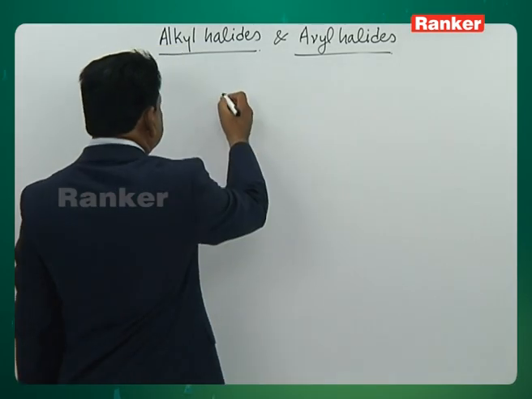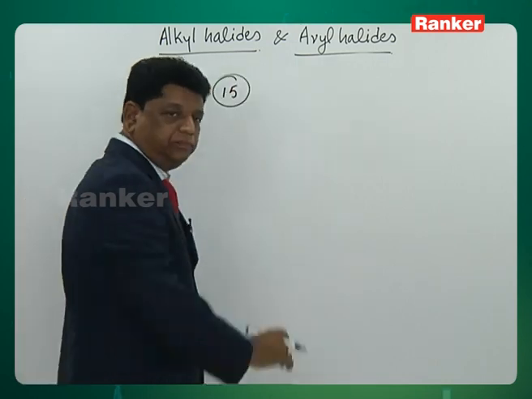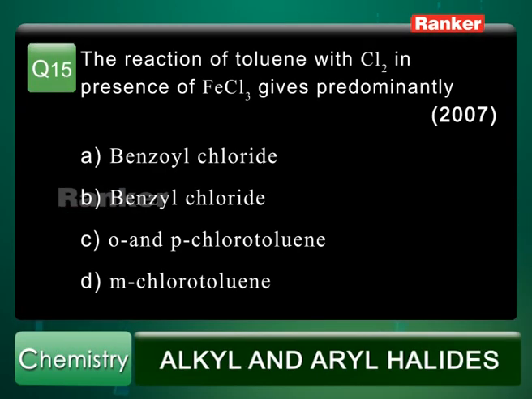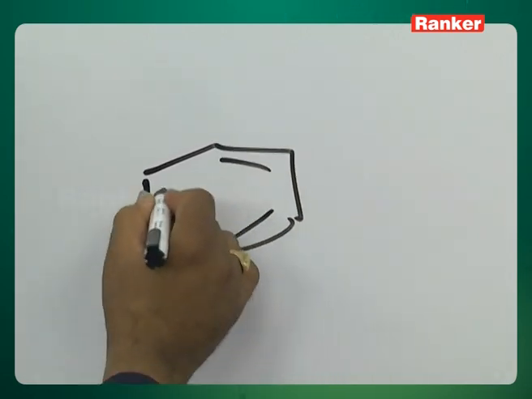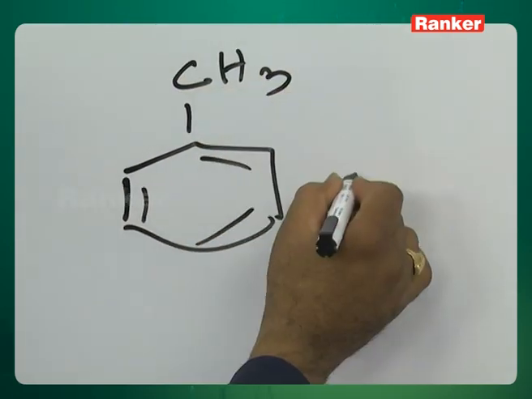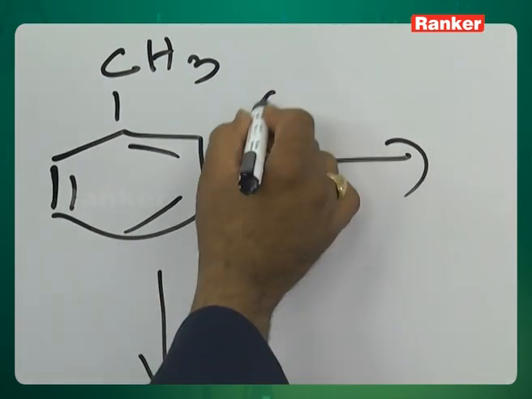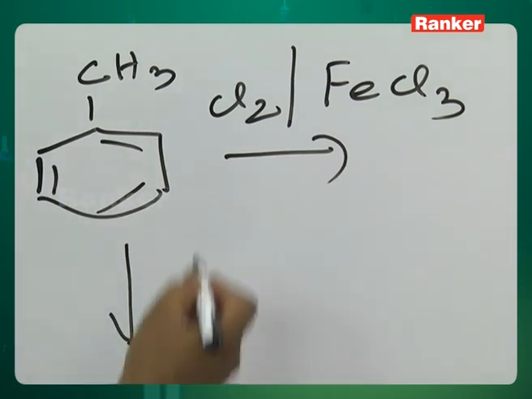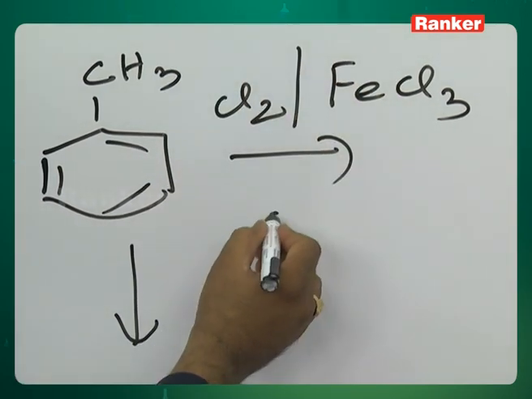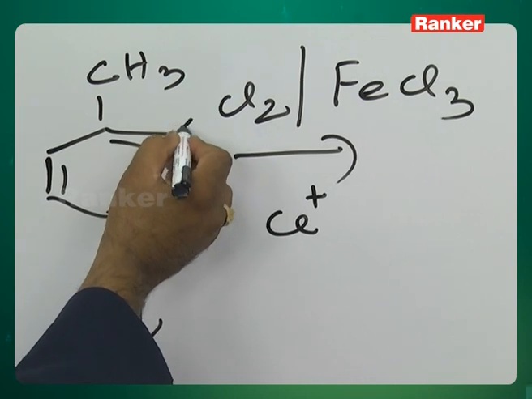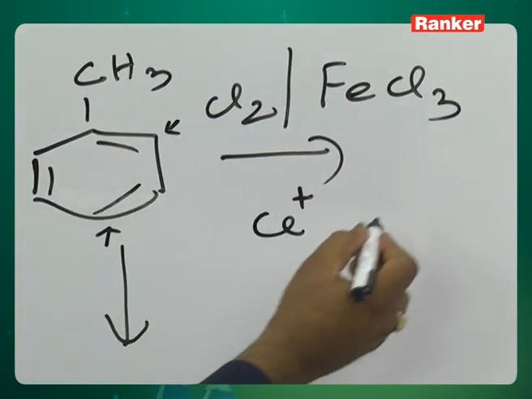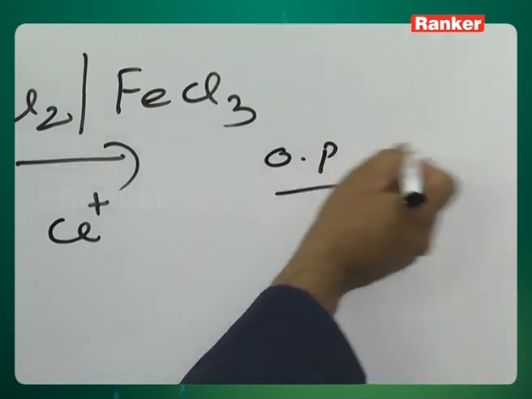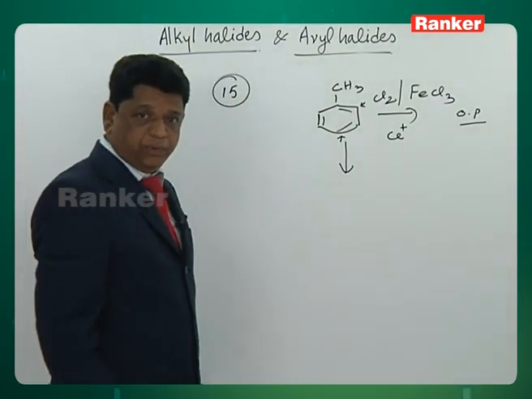Let's go to the next question, 15th question. The reaction of toluene with chlorine in presence of ferric chloride gives predominantly... Here the toluene can be chlorinated in two different ways. We have chlorine and anhydrous ferric chloride. The one Cl minus is trapped and you will get a Cl plus, which shows ortho and para attack. So therefore ortho para substituted products will be formed, that is the electrophilic substitution reaction.